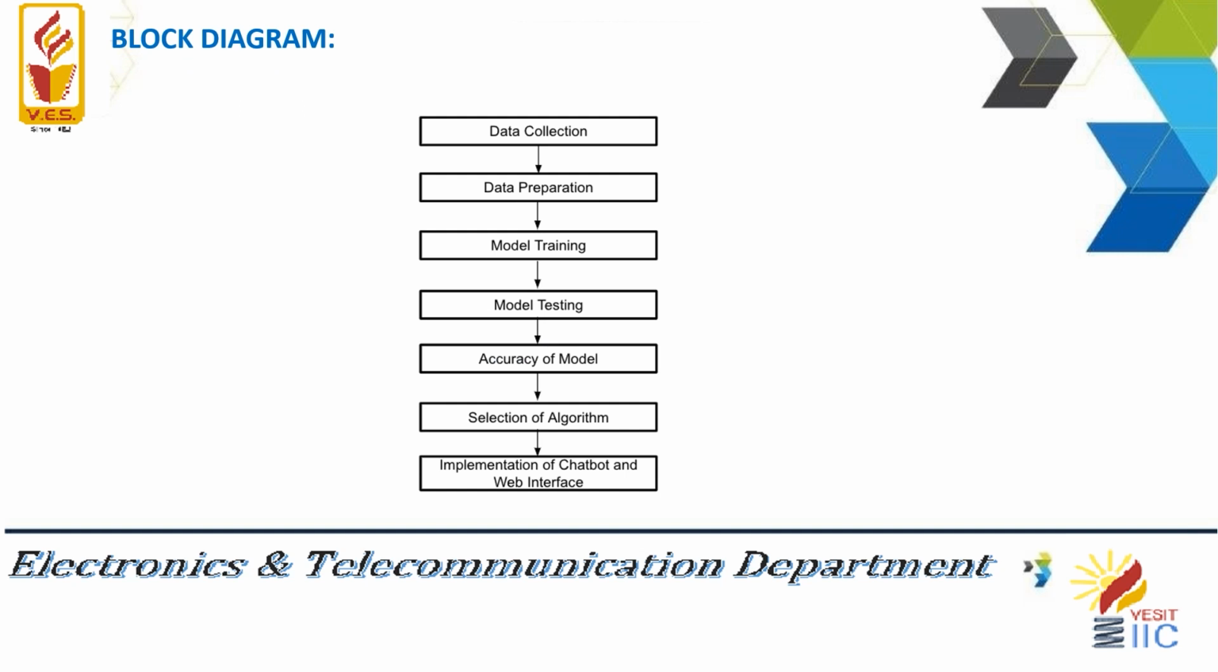The block diagram. The first step of the block diagram is the data collection. We collected the data from Yahoo Finance. Data preparation. We did some pre-processing on the data. Then we split the data into testing data and training data. As we have 4 models, so we got the accuracy of all the models. We selected the appropriate algorithm and then implemented the chatbot and web interface.